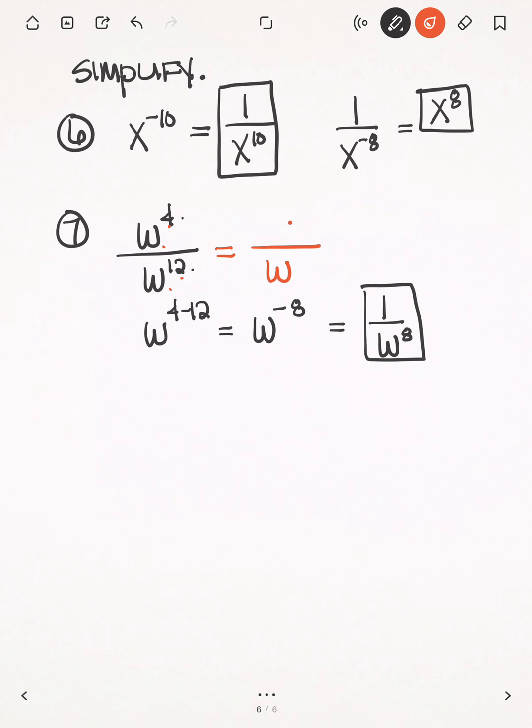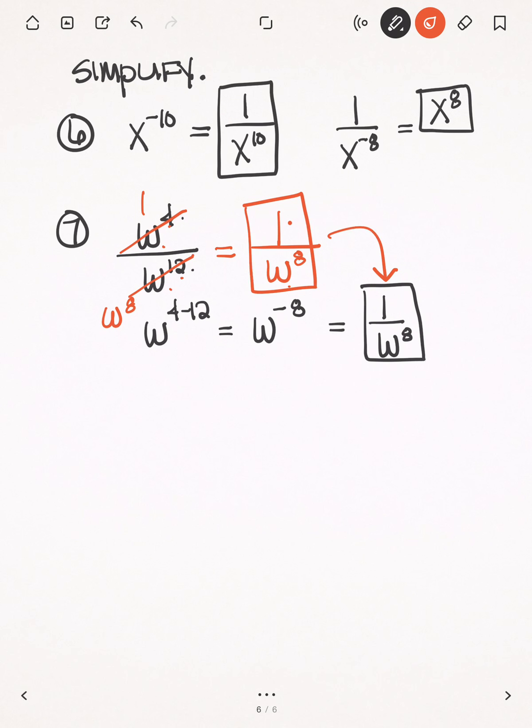Well, if you subtract 12 and 4, you get 8. You have 8 left over. So the way I would show that is I'd say, okay, I'm going to cancel out these 4 w's, and how many would I have left on the bottom? I would have 8. And so my answer would be 1 on top over w to the 8. And isn't that the same answer that I got here when I used my rule?